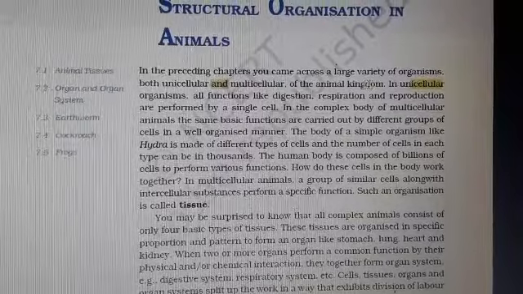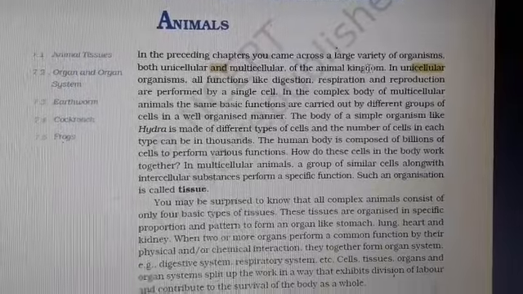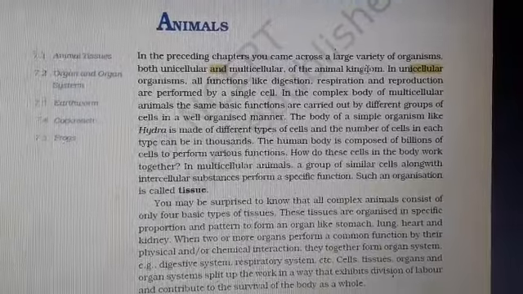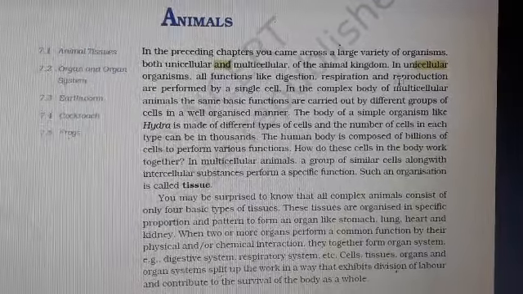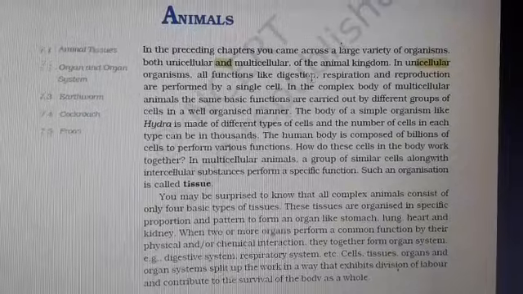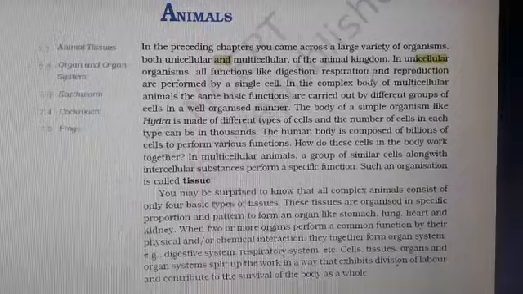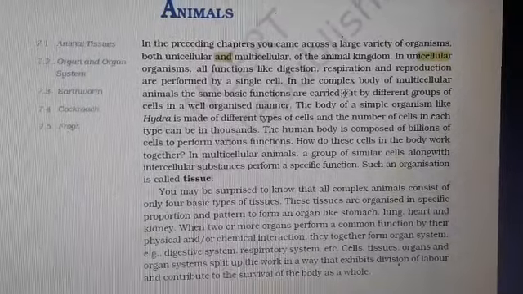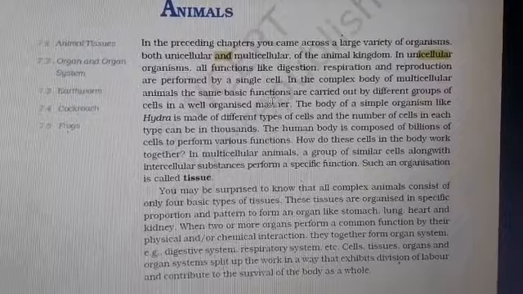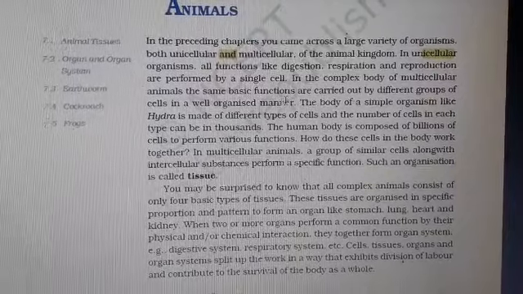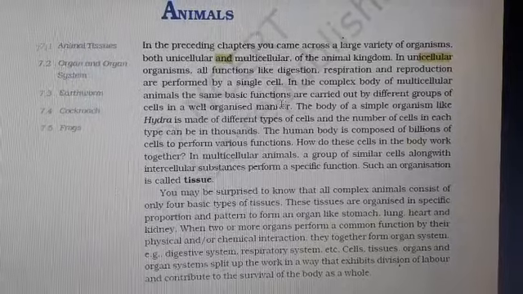In unicellular organisms, all the functions like digestion, respiration, reproduction are performed by a single cell. So this means that in a unicellular organism, single cells have to perform many functions like digestion, respiration and reproduction. But in the complex body of a multicellular organism, the same basic functions are carried out by different groups of cells in a well-organized manner.